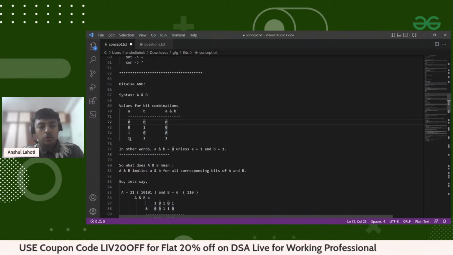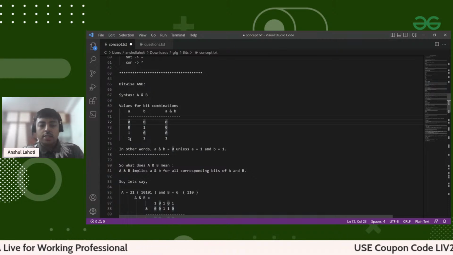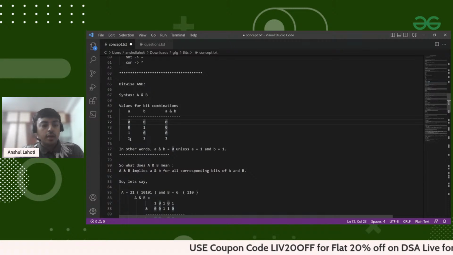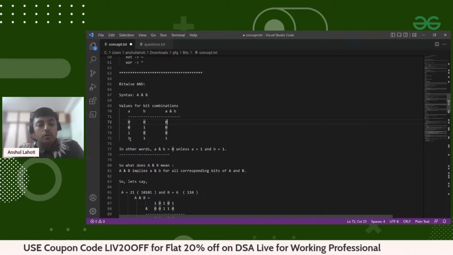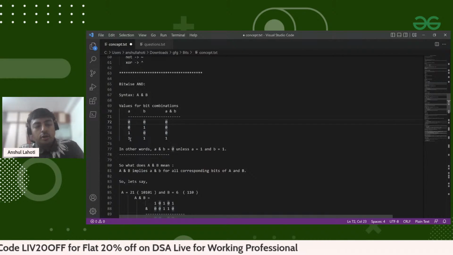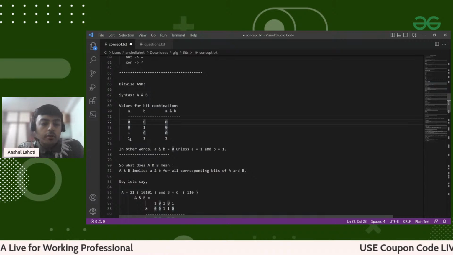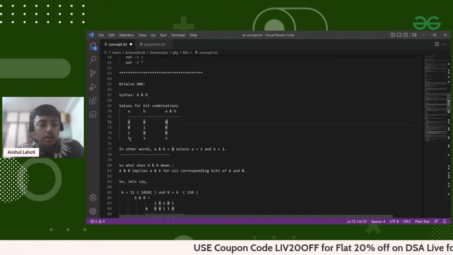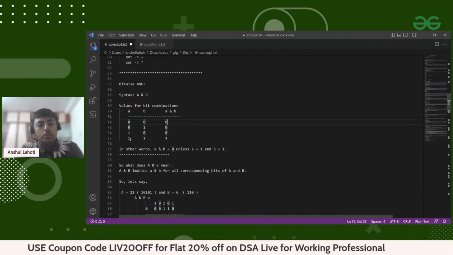In other words, you can say that A and B is equal to 0 unless A equals 1 and B equals 1. The AND of two bits will be 1 only when both the bits are 1, like A is 1 and B is 1, then the AND of those two bits will be 1. Otherwise it will be 0 in all the cases.